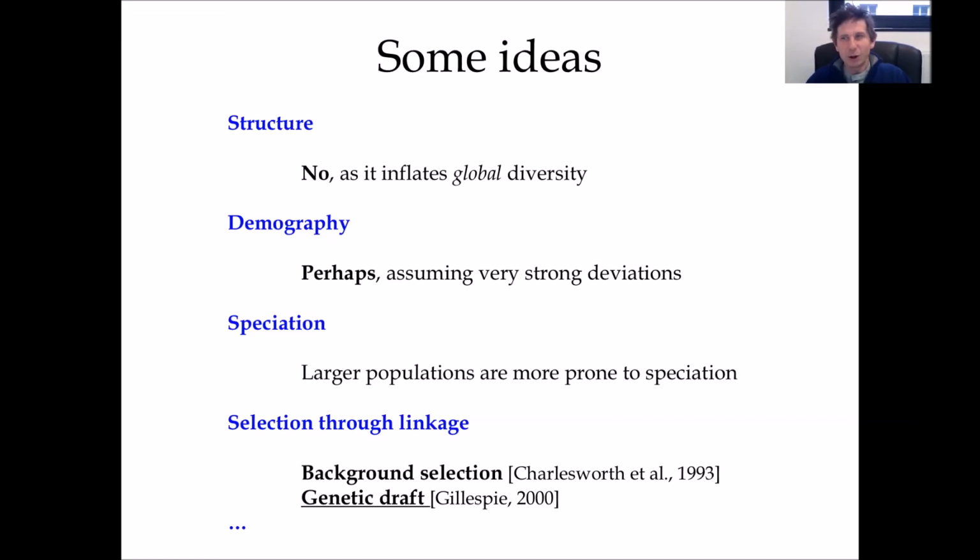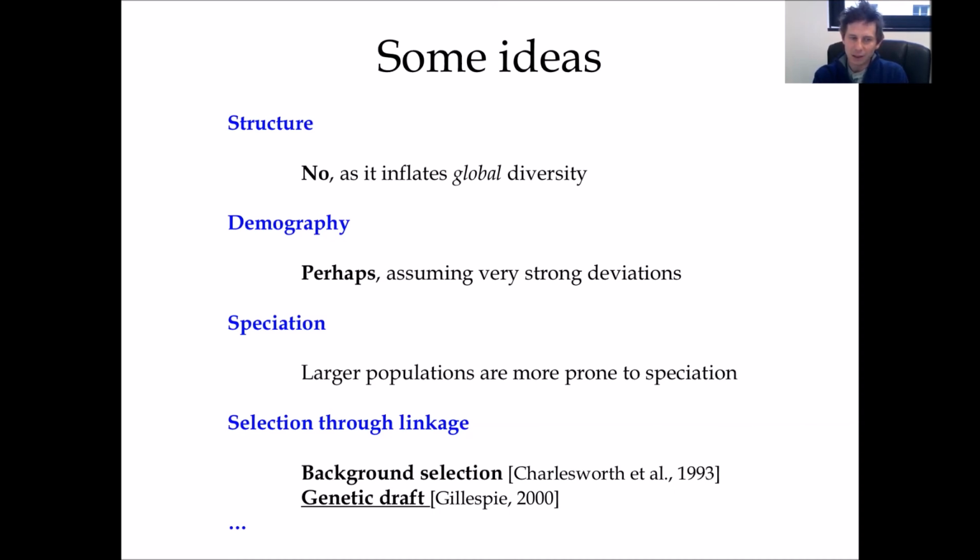So another idea that someone gave me is that when the population gets very, very large, it splits into different species, so that within a species, the diversity is always at a maximum level. That's a possibility. And another possibility I'd like to discuss, at least briefly now, is the effect of selection. Not selection per se, but the effect of selection through linkage.